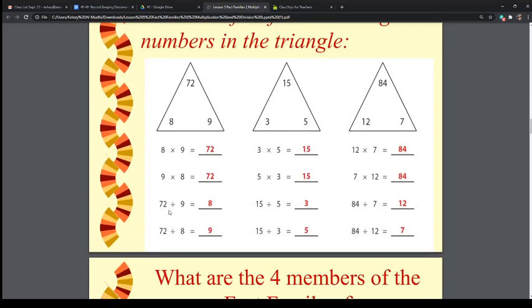We would also change around the 9 and the 8, which would mean that we also have 72 divided by 8, 15 divided by 3, and 84 divided by 12. And here are the answers.